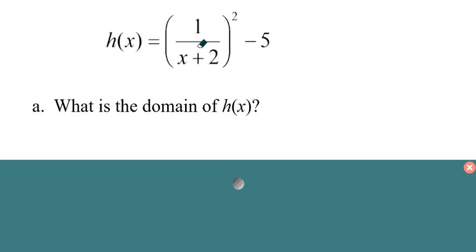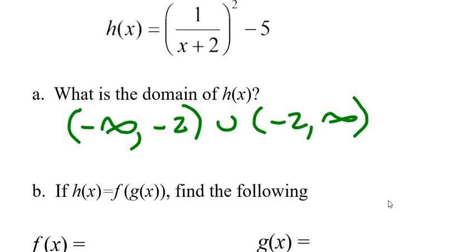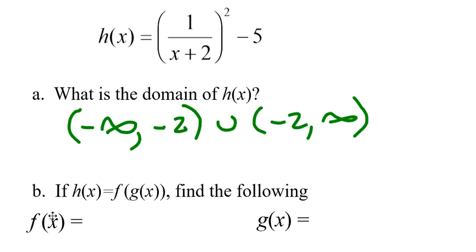Talk about the domain, so think about what x can't be. And again, it's the same situation. We can't divide by 0, so it's -infinity to -2, and then again, from -2 off to infinity. All right, now think about what are some options for your inside and outside function. So what is f? What is g? What are some different possibilities? See if you can come up with a couple this time.